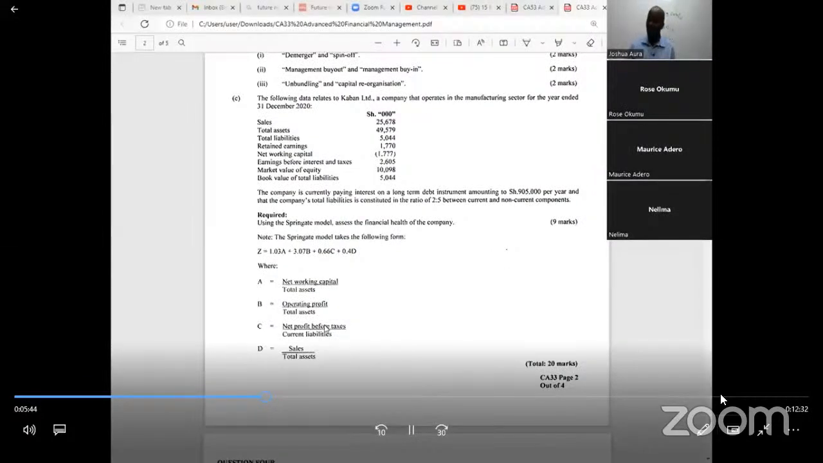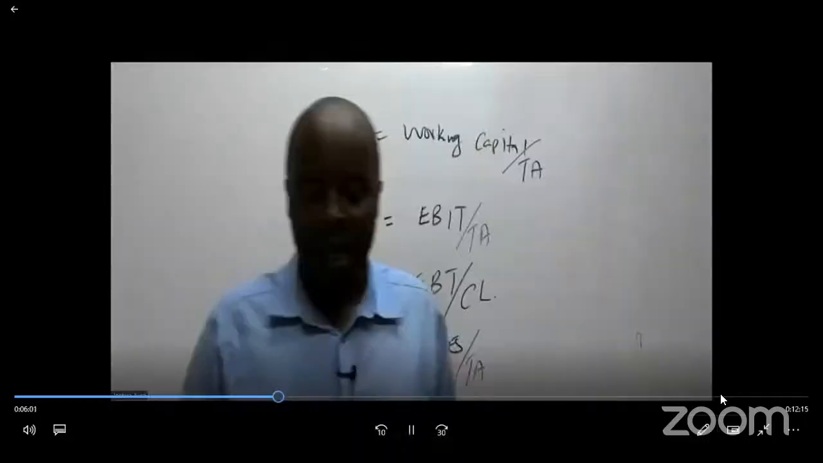Very fast. And please remember, operating profit, I've always seen my students getting it wrong here. Operating profit is the same as profit before interest and tax. It is the same as EBIT. EBIT is earnings before interest and tax. Very important. So let's calculate this together.